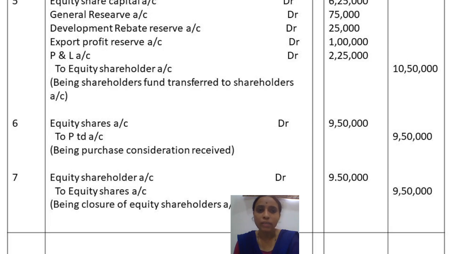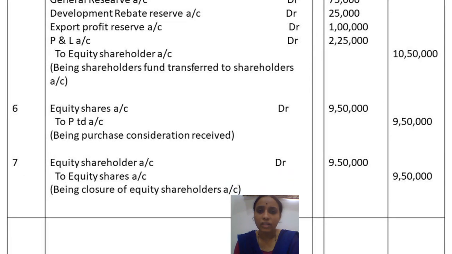The next is being purchase consideration received. So what amount we are receiving, that is equity shareholders account debit 9,50,000 to P Limited account 9,50,000. Then we have to close the equity shareholders account. That is the equity shareholders account debit 9,50,000 to equity shares 9,50,000. That means equity shareholders are going to get the purchase consideration amount in the form of equity shares. Hence, we say we are going to close the equity shareholders account of Q Limited.